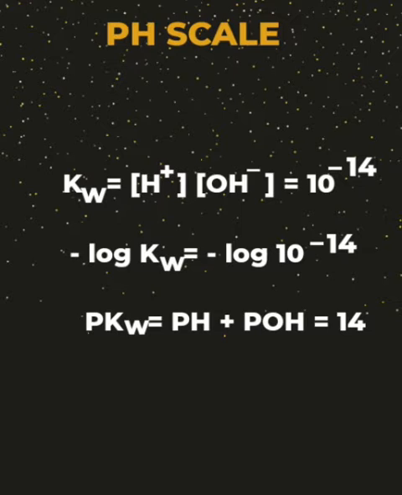From the definition of the ionic product of water, Kw is equal to H plus multiplied by OH minus, which is equal to 10 raised to minus 14. So, if we give negative log on all sides of the equation, then finally we get negative log of Kw will be equal to negative log of 10 raised to minus 14, or pKw is equal to 14, where pKw is equal to pH plus pOH.